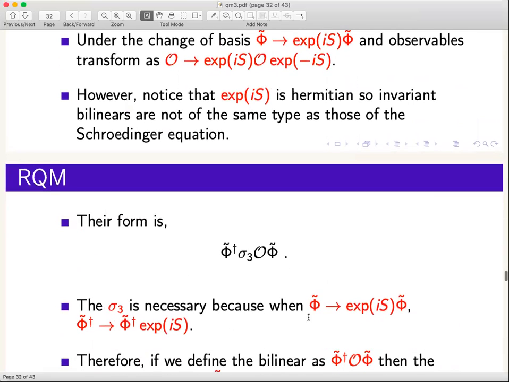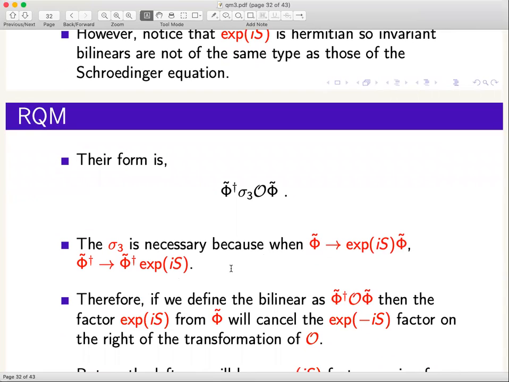So if you consider a transformation of phi tilde going to e to the i s times phi tilde, then phi tilde dagger becomes phi tilde dagger times e to the i s again, because this entire object is Hermitian. So instead of sigma 3, if you had defined phi tilde dagger alone, then the following thing would happen: phi tilde would give you e to the i s from the right hand side.